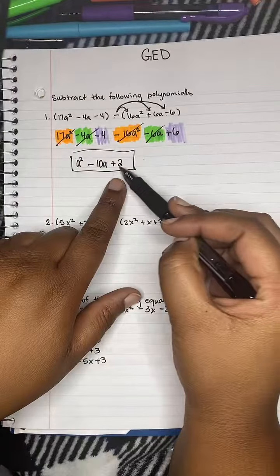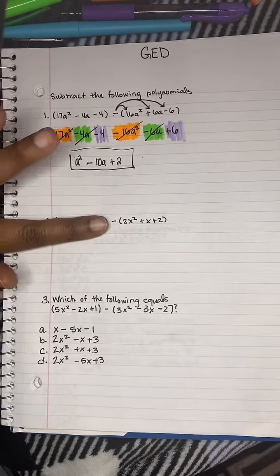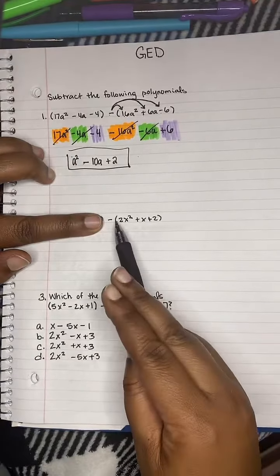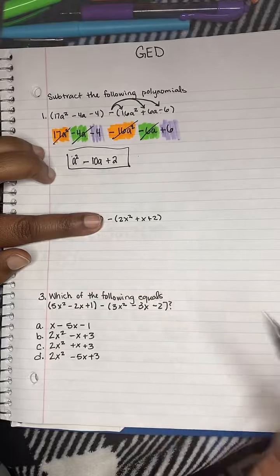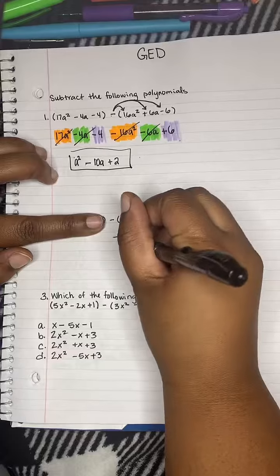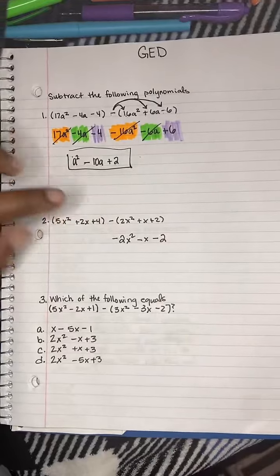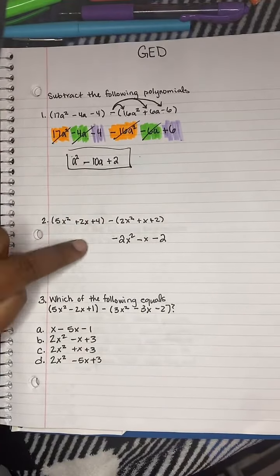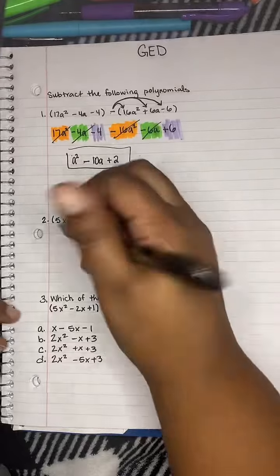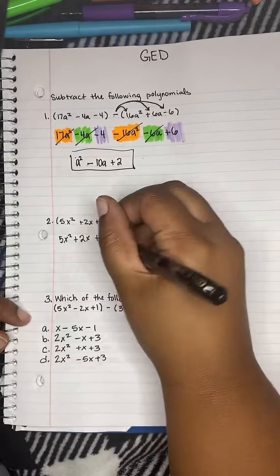Next, we're going to connect our greens. Can you tell me what we get? Sky said negative 10a. Okay, negative 10a. I love it. Good. Yes. Negative 4 minus 6 is a negative 10a. Excellent. And then 6 minus 4 gives us a positive 2.